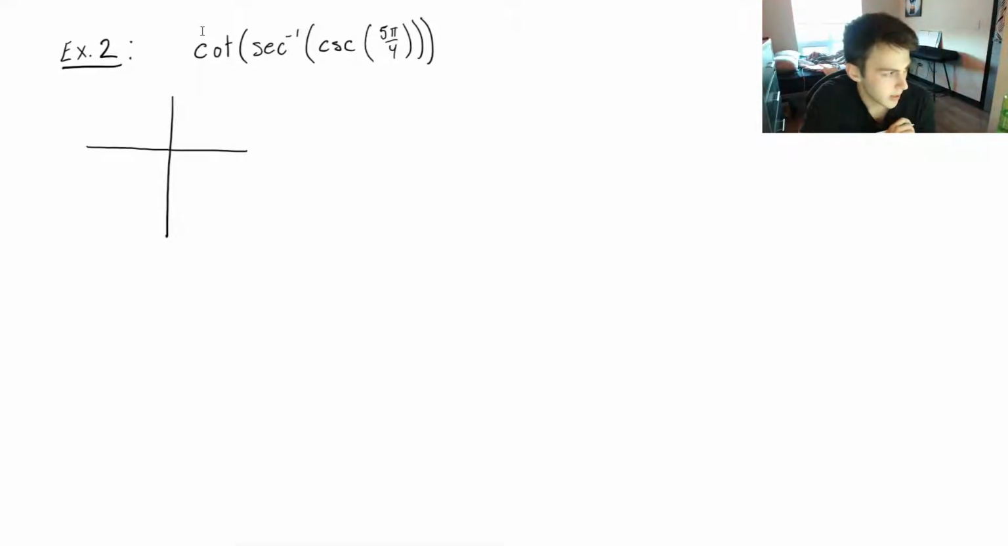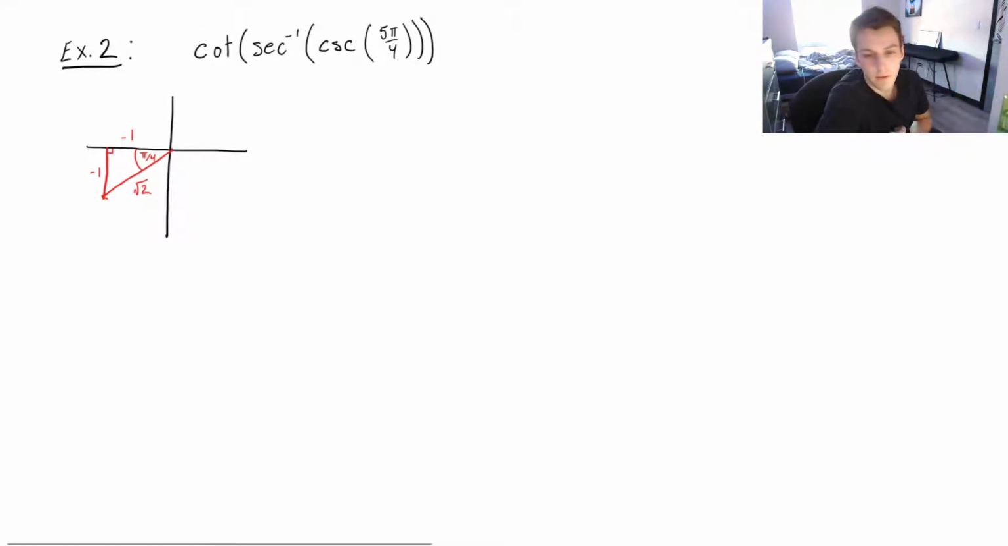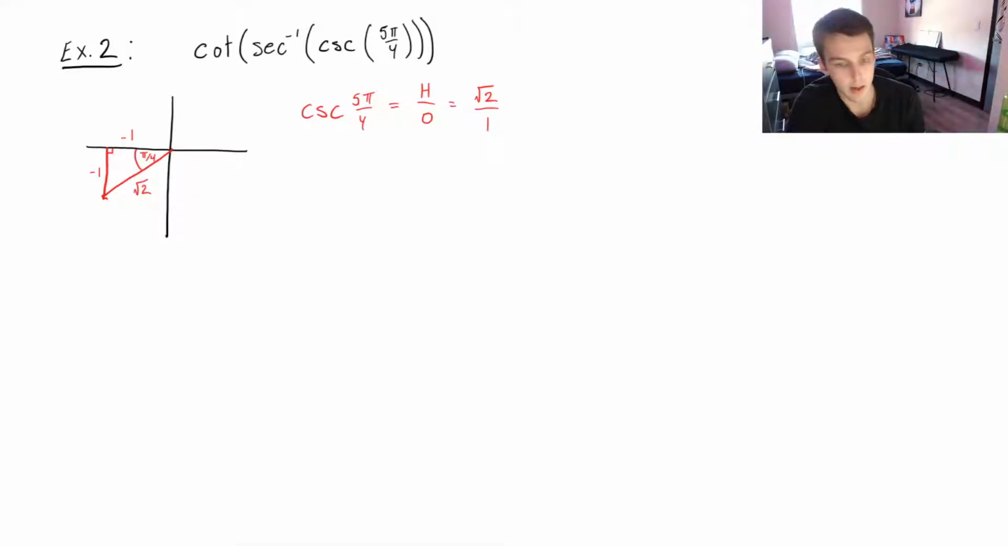I know that 5 pi on 4 is in the third quadrant, which is right here. And it's going to be making an angle of pi on 4 with the x-axis, which means that this is going to be 1, 1, and square root of 2. I know that just from the special triangle of pi on 4. So the cosecant of 5 pi over 4, since sine is opposite over hypotenuse, will be equal to the hypotenuse over the opposite, which will be the square root of 2 over 1. And remember, since we're talking about 1 over sine here, and sine is negative in the third quadrant, this is negative square root 2.